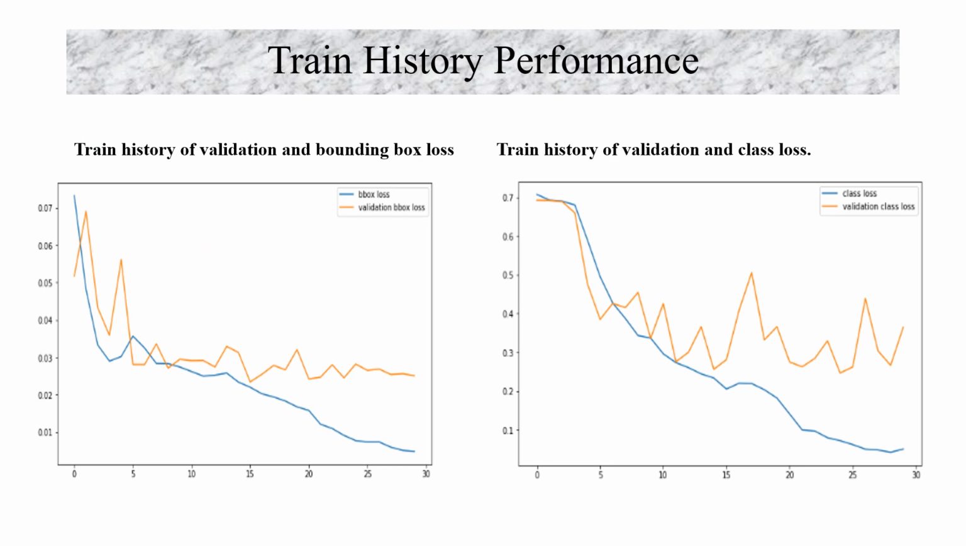For the trend history performance, going to the trend history of the validation and bounding box loss, the general trend of the graph shows that the bounding box loss and the validation loss were all decreasing at the same time, which shows that the model did not overfit, making it able to achieve a better result on the test data. Then the trend history of validation and the class loss.